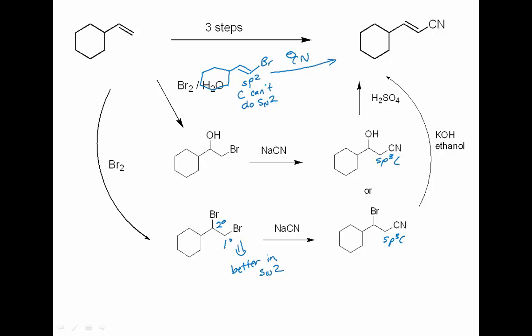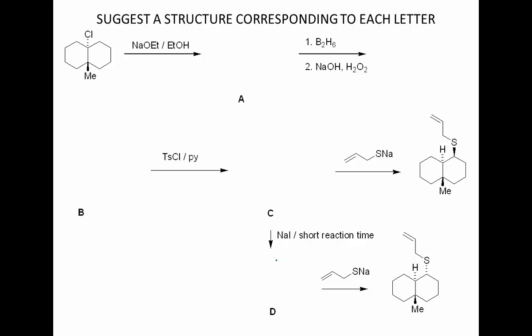Okay, all right, so let's look at a roadmap problem here. Suggest a structure that corresponds to letters A, B, C, and D. The beauty of a roadmap problem is that you can start from either end, and that can help you find the structures in the middle. Let's just look at the final products. Let's just call this one E and this one F. The last step of this reaction is very obviously an SN2 reaction, right?